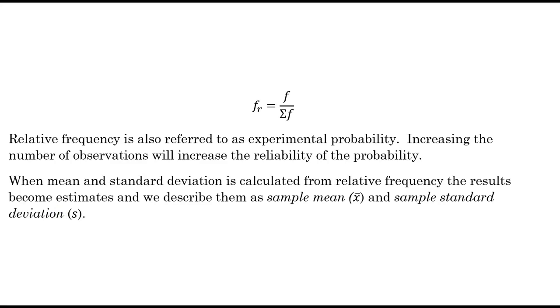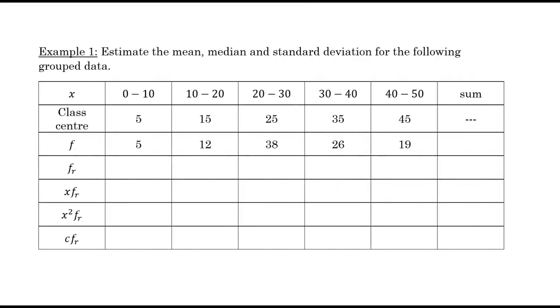If I calculate the mean and the standard deviation based on relative frequency, we use slightly different language and slightly different notation. Rather than mu for mean, we use an x with a bar above it, and we talk about the sample mean. Rather than a lowercase sigma for standard deviation, I have a lowercase s and call it the sample standard deviation. Okay, still moving along. Here's an example.